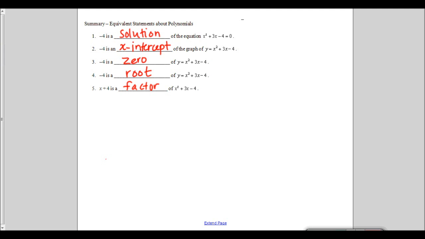So these guys, root and 0, we can really use those two interchangeably. So you could have had either one in either blank. That's the same thing right there. The solution of an equation, the important part here is now we've set our function equal to 0. And the important thing about an x-intercept is it specifically relates to a graph. Factor is the only one where we worked it back into the little group, and it wasn't just an x equals, it was a little expression x plus 4.